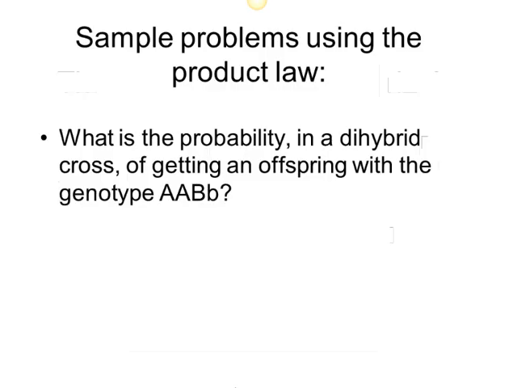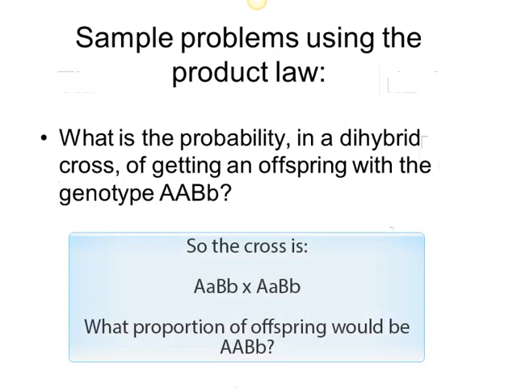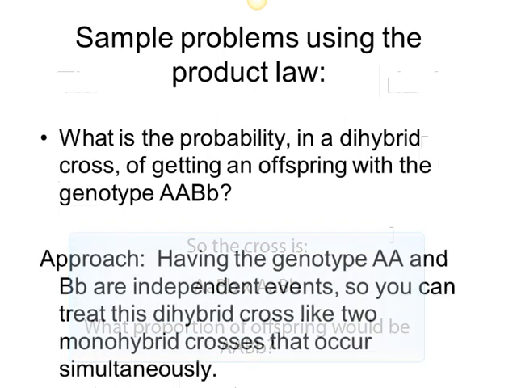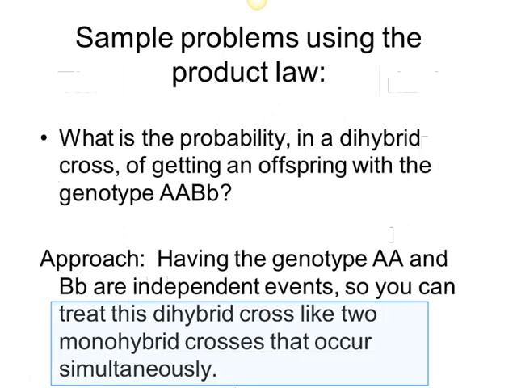Now, how do we apply this to a genetics problem? Let's say you have this question. What's the probability in a dihybrid cross of getting an offspring with a genotype big A, big A, big B, little b? Well, the approach you want to take is to recognize that having the genotype big A, big A, and the genotype big B, little b are really independent events. So we can treat this dihybrid cross like two monohybrid crosses that are just occurring simultaneously.